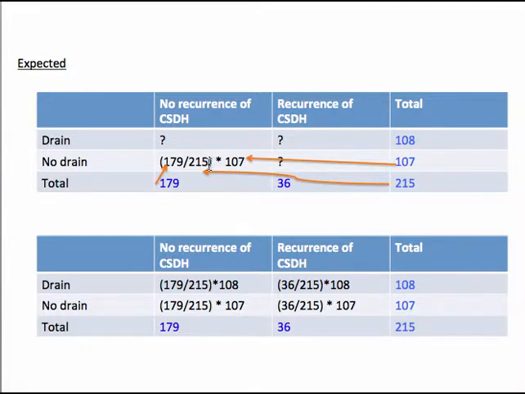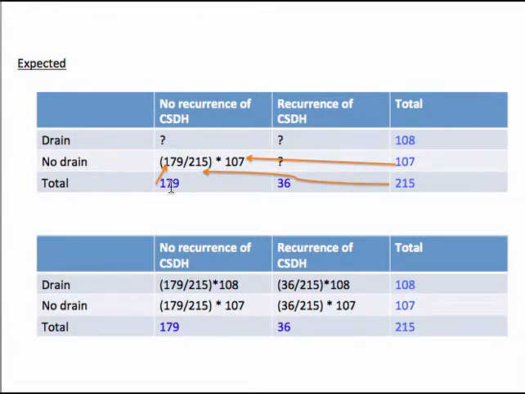So let's calculate the expected no recurrence of chronic subdural when there were to have been no drain. So that's this cell. So how do we calculate the expected value? So we know that the total number of no recurrence was 179, but the total number of cases were 215. But the number of no drain was 107.